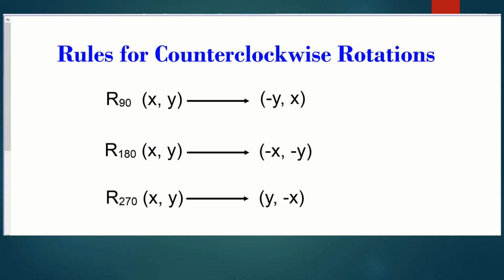Some rules again for counterclockwise rotations. So when we rotate counterclockwise 90 degrees, you'll notice that our x and y values switch and we end up negating that y value. When we rotate counterclockwise 180 degrees, our x and y values stay put, they're just negated. And then last but not least, when we rotate 270 degrees counterclockwise, our x and y values switch and our original x value negates. All right, so just some great rules to take with you as we go through.